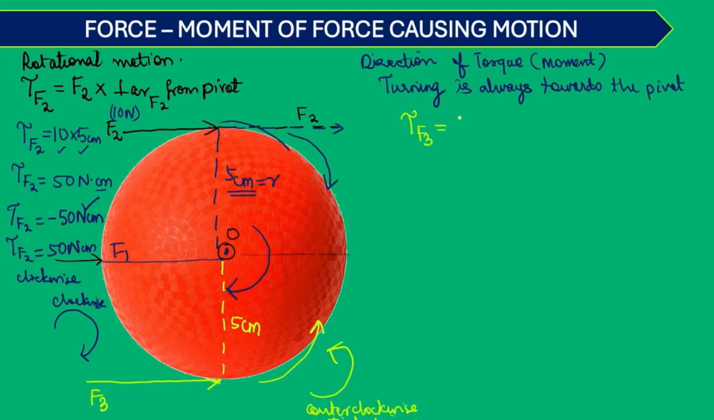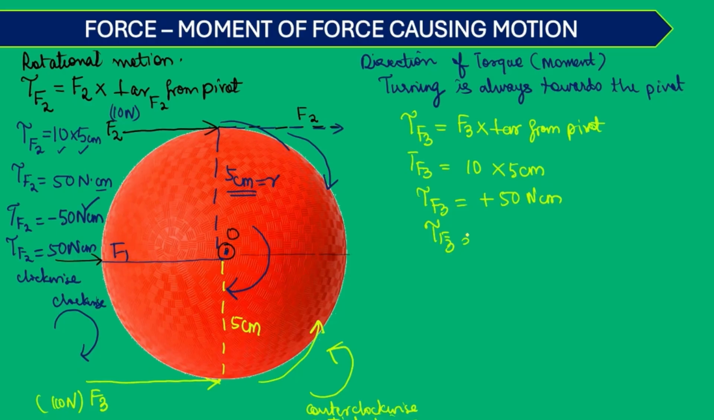Let us see what is the torque due to F3. It is going to be the magnitude of F3 into the perpendicular distance from the pivot, always from the pivot. Let's say F3 is also 10 Newton. Let us take all of them to be 10 Newton just for ease of calculation. So this is 10 into 5 centimeter. What is going to be the torque due to F3? It will be positive 50 Newton centimeter, which also means torque due to F3 will be equal to 50 Newton centimeter anti-clockwise.